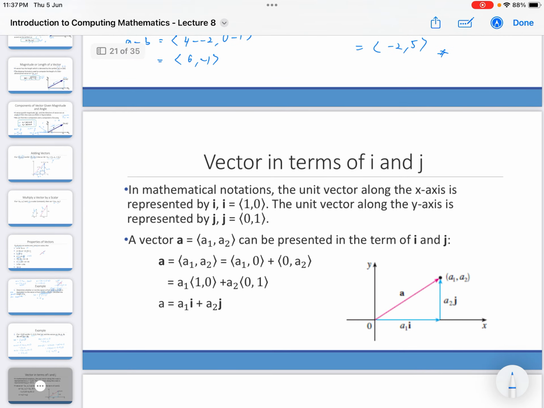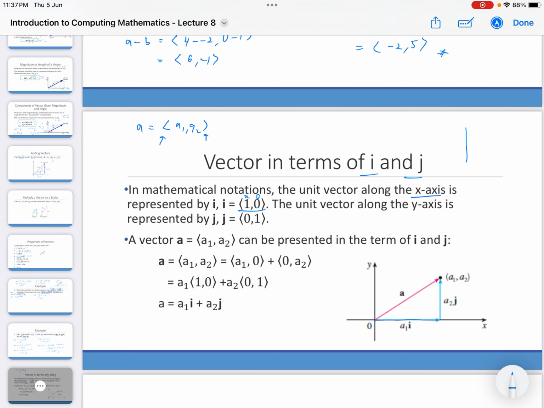Okay, just now we write the component in this form. So let's say we have A, we write the component in this form, A1, A2. So we use this symbol. Now we want to express the components of a vector in terms of i and j. In mathematical notation, the unit vector along the x-axis is represented by i, where i equals (1, 0). So basically the x value is 1 and the y value is 0.